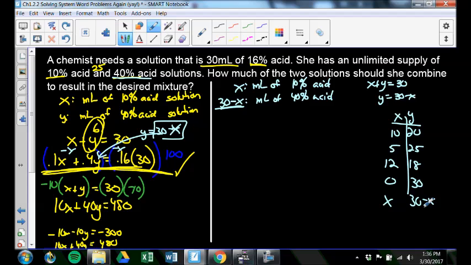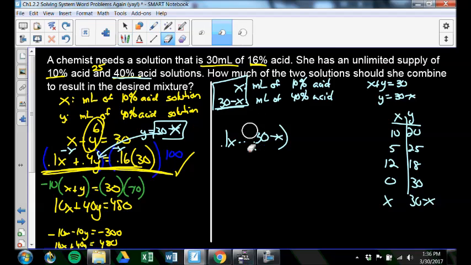So I can do this with just one variable. And now I have to set up my percent equation, okay? So I'm going to see how much acid is in the first one. That's how much acid is in the first one. How much acid is in the second one? It's going to be times 0.4. Didn't give myself enough room for that.